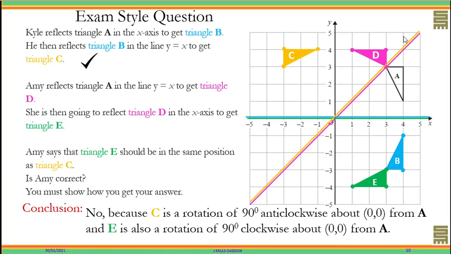So I've used these colors to help you understand how I got these triangles. The blue line here gave you B. The green line here gave you E. So all you need to understand is the part of Kyle is from the black to the blue and from the blue to the yellow. And the part of Amy is from the black to the pink and from pink to the green.